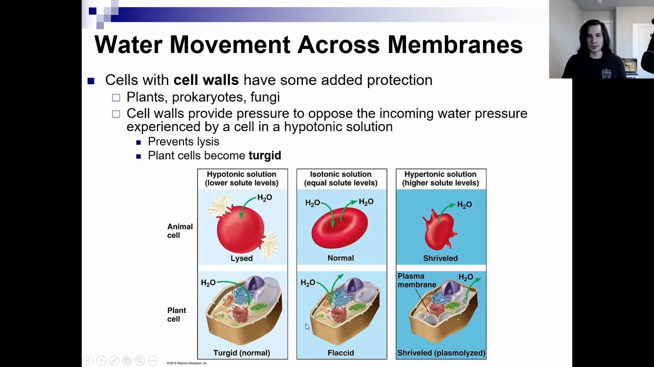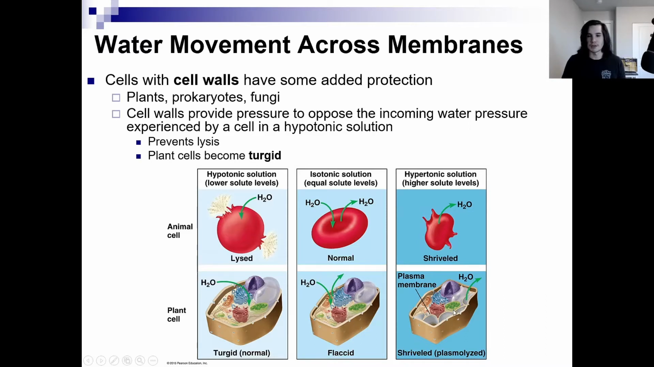Now, if you have an isotonic solution, we consider the cell to be flaccid. There's an exchange, but there's no net gain or loss of water. And so this is kind of, I guess, a less crispy iceberg lettuce.